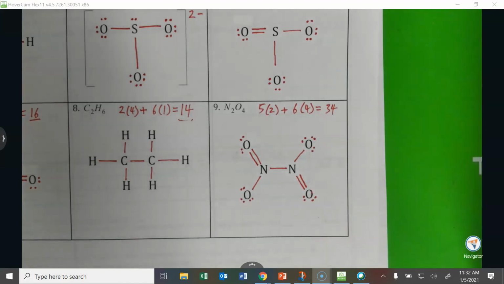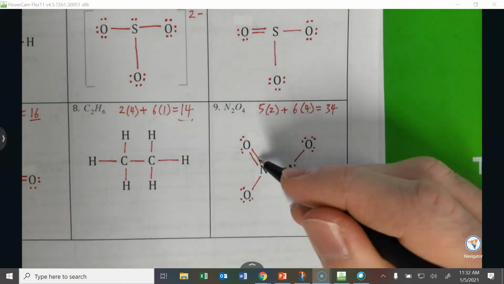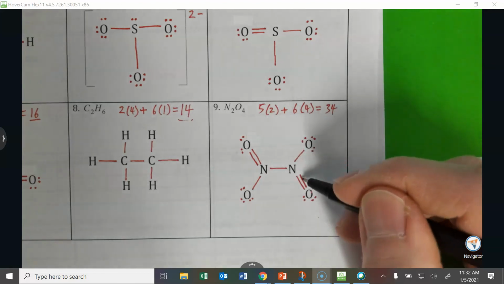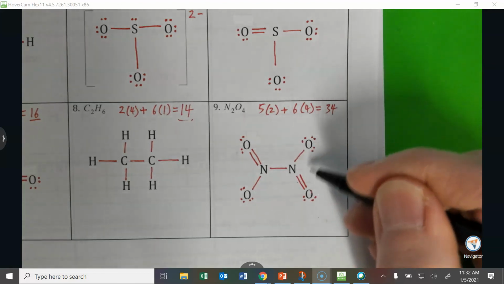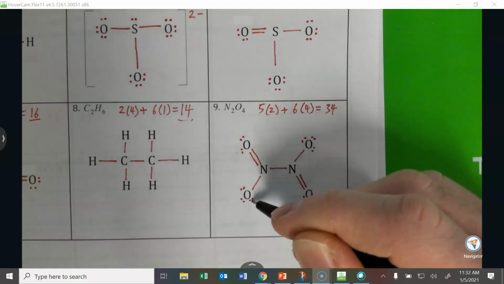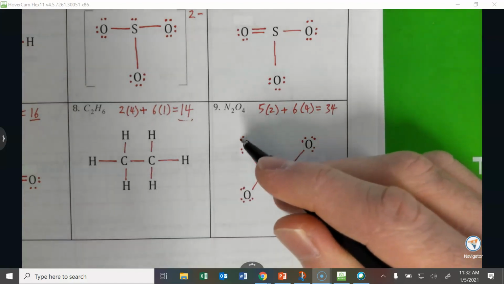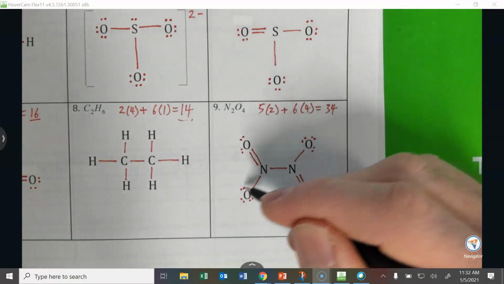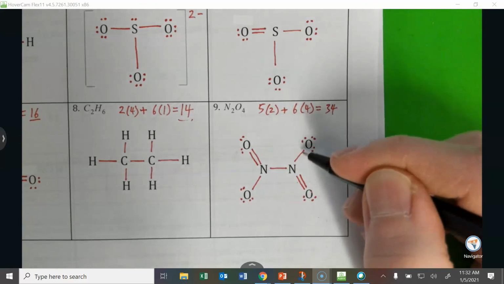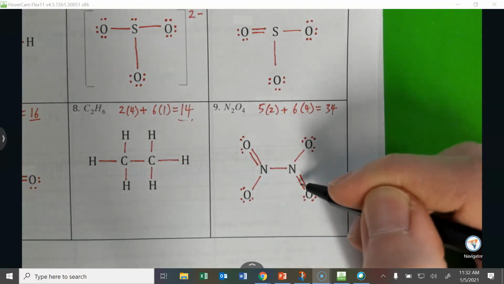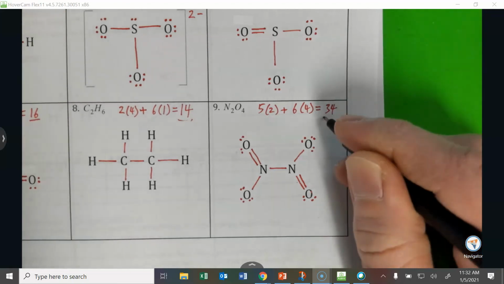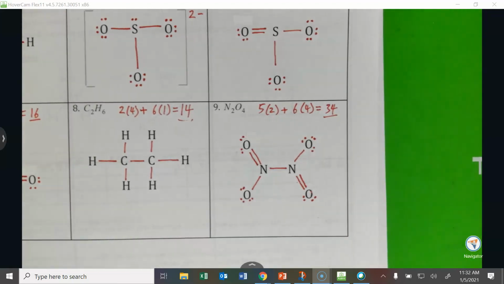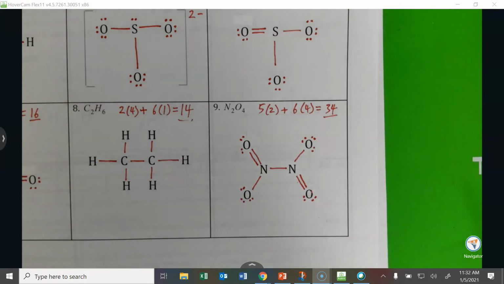All right, and let's double check. 2, 4, 6, 8 for each atom. Everyone's happy, and I've got 2, 4, 6, 8, 10, 12, 14, 16, 18, 20, 22, 24, 26, 28, 30, 32, 34. I've used the right number of electrons, and everyone is happy. That's the correct structure for number 9. The next page we're going to be drawing the skeleton from scratch.